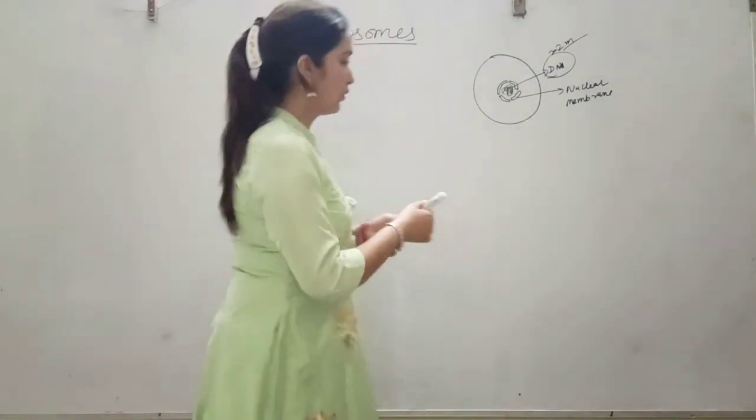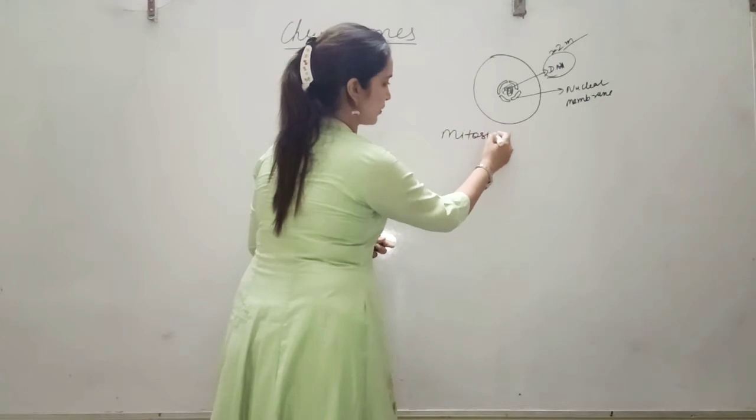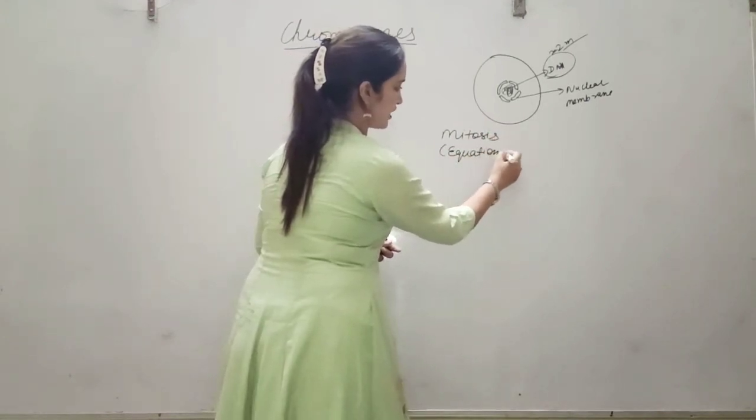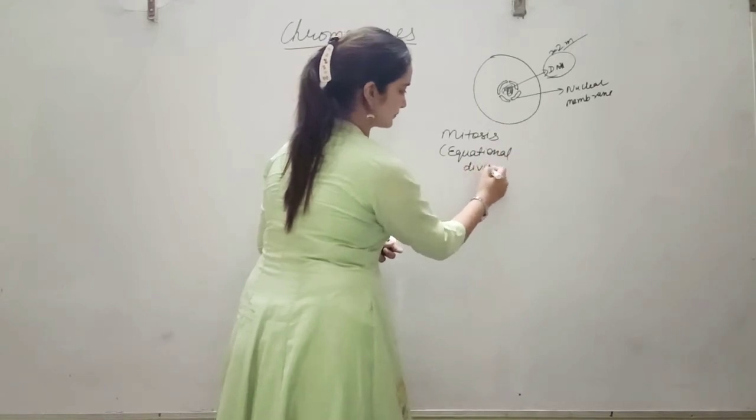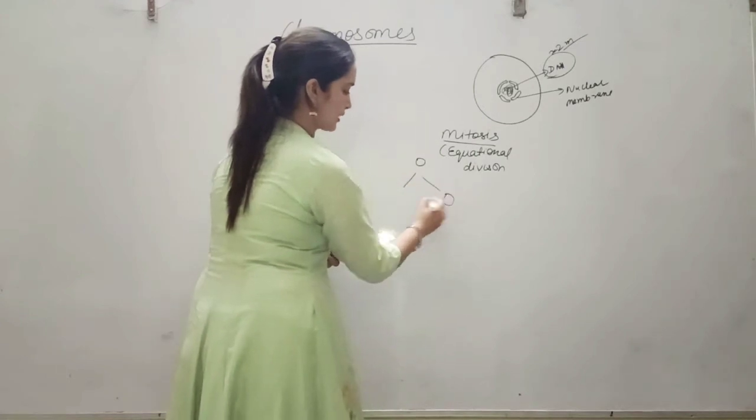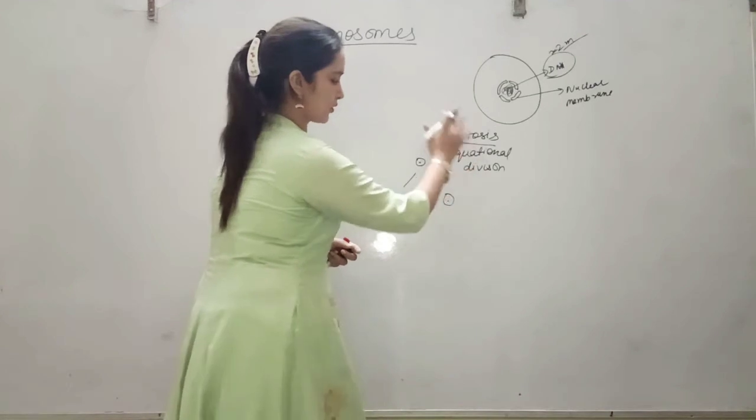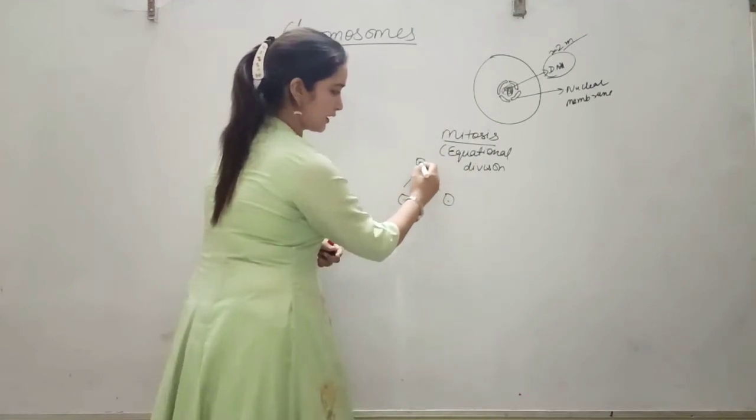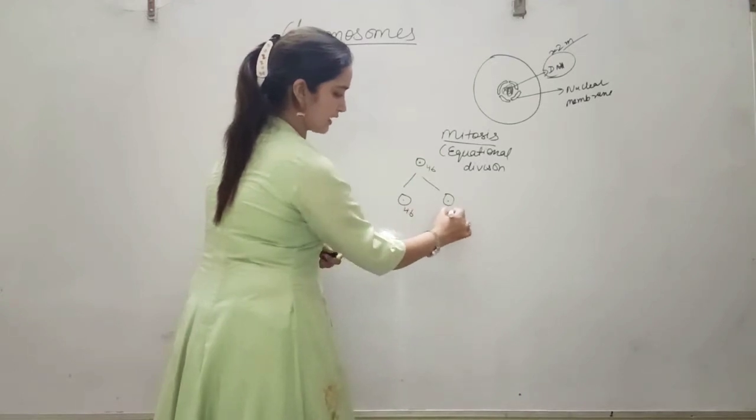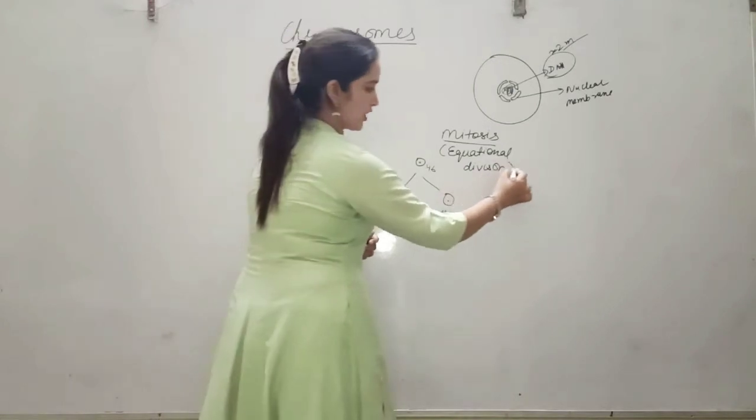For example, if we see mitosis, that is also called equational division. What happens? One parent cell divides to form two daughter cells. This is mitosis. Here the number of chromosomes is 46 and the daughter cells also have the same number of chromosomes. So this type of division is called equational division.